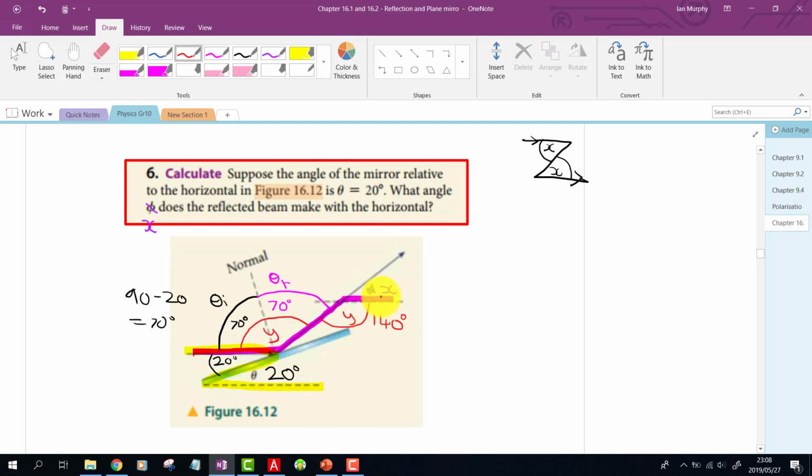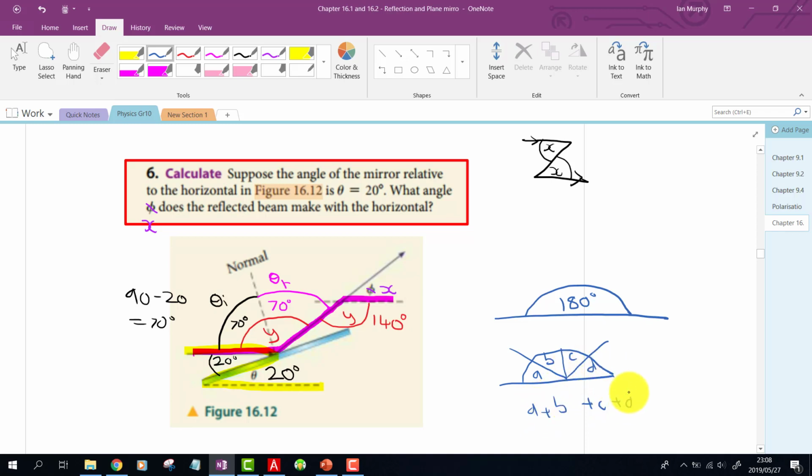Now if we want to find X, there's another math rule that says when we have a straight line, all the angles on a straight line add up to 180 degrees. So if we have that, we can draw many different angles, A, B, C, D. When we add all of them, A plus B plus C plus D, all of this will equal 180 degrees. So here we can see 180 degrees.